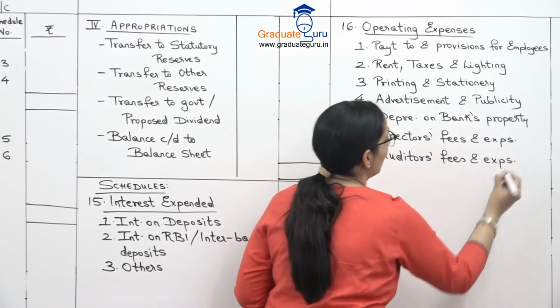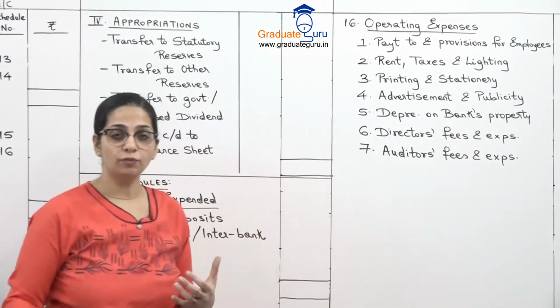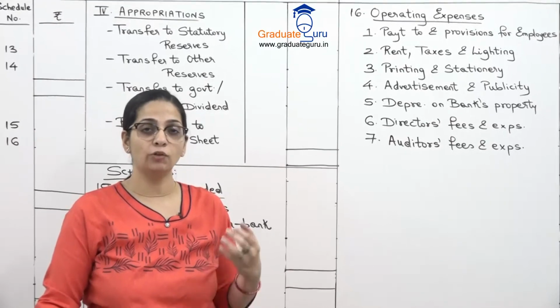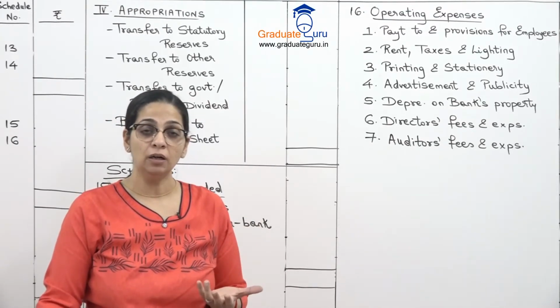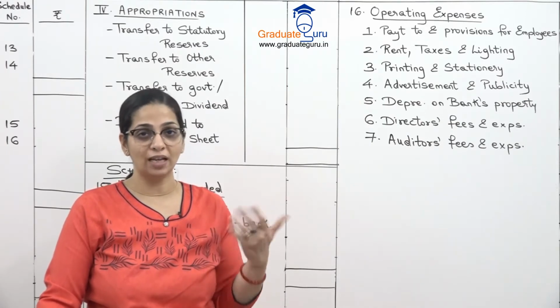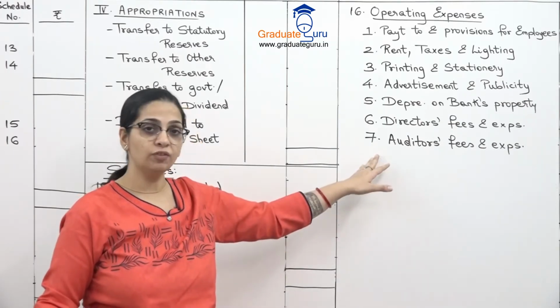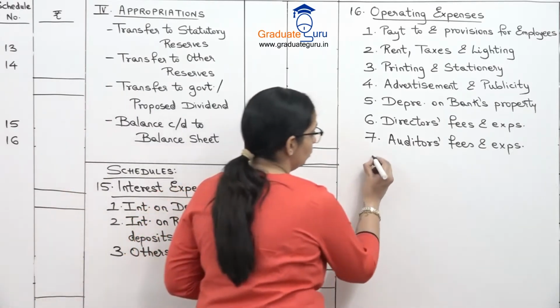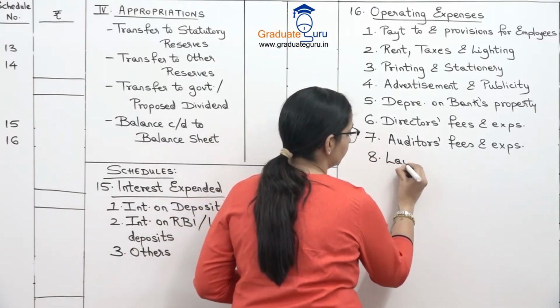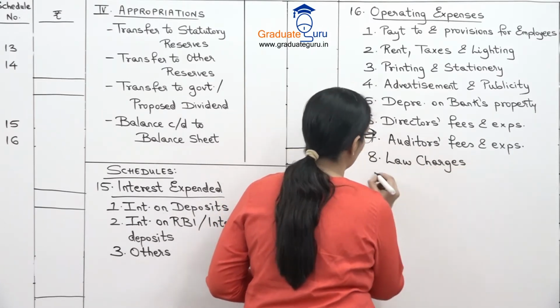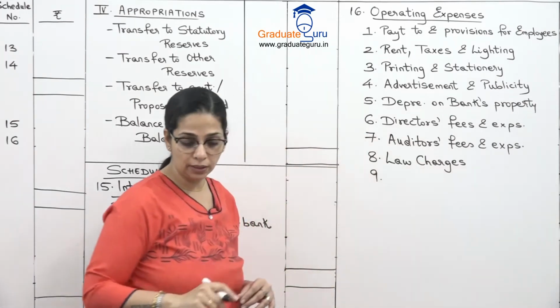In a bank, they have regular audits and as compared to a normal company, bank audit पे ज़्यादा खर्चा करती है. Of course, they are dealing with the public money, so that has to be safe all the time, and that is why audits are conducted regularly. And auditors' fees and expenses is a major expense head. We have law charges. So any kind of legal expenses which the bank pays, that is shown separately.